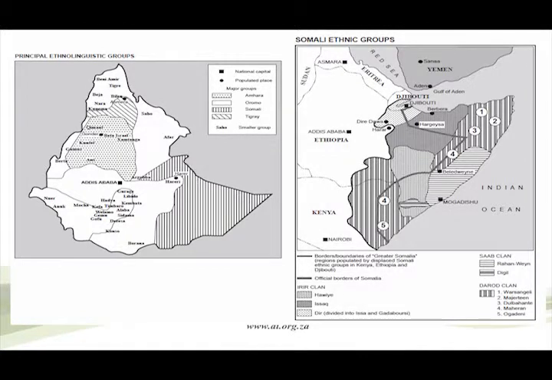Then the colonization time and the borders that were drawn caused a lot of border conflicts, and this is just to show the ethnic groups. When you read about it, then you don't realize actually what is going on. Look where the Somali is going into Ethiopia, and if you take the Somali map itself, all of those groups are in Kenya, Ethiopia, and parts of Djibouti.